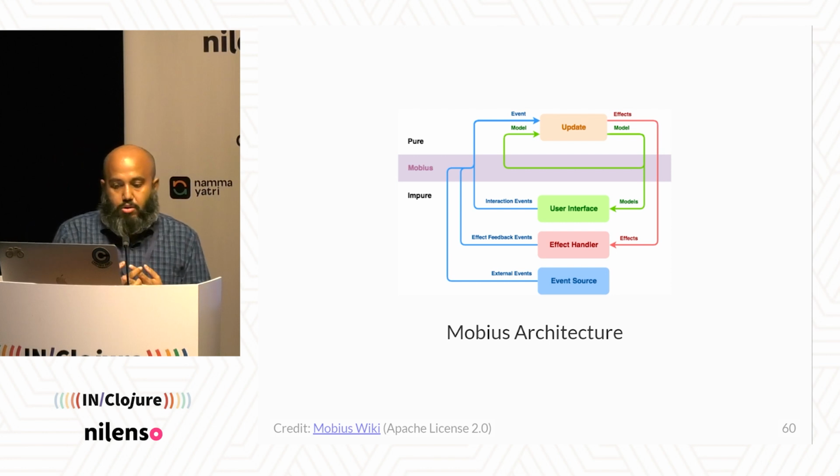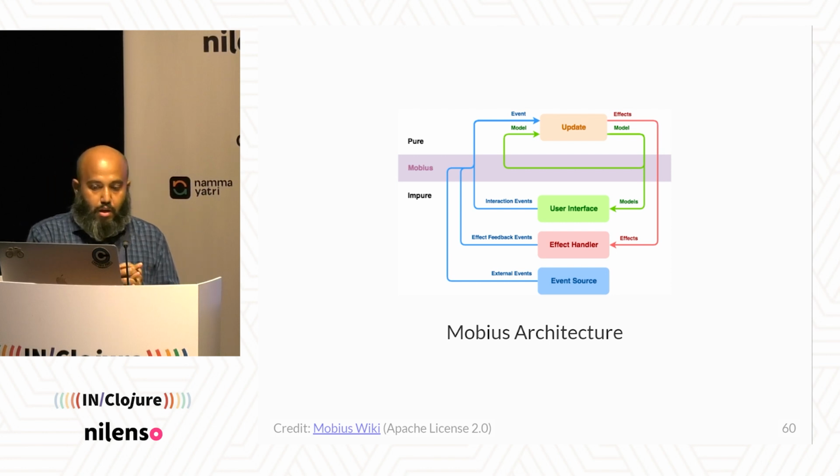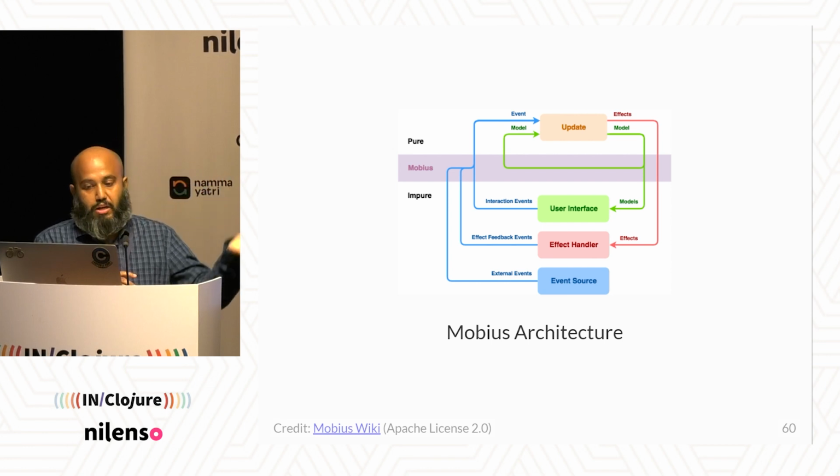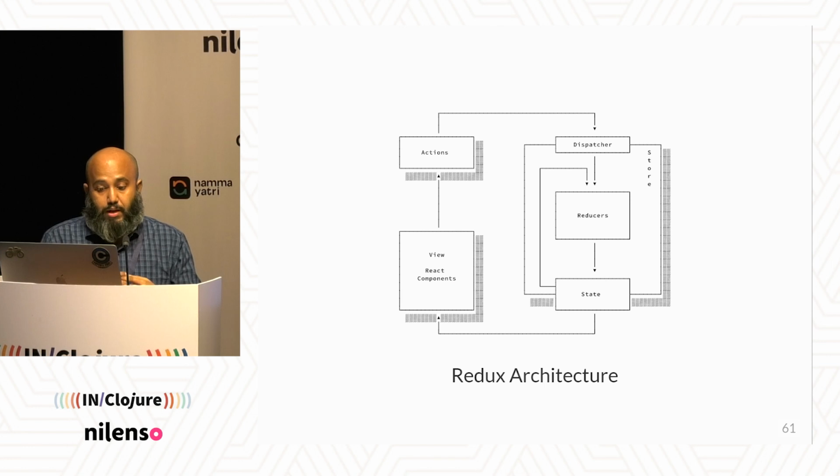This is also quite popular in front ends these days, right? This is the Mobius architecture for creating Android apps using the Mobius framework, right? So you see that here you have a pure layer and an impure layer. Impure layer is like effect handler, event source, user interface and stuff. Pure layer is where all the business logic lives, and these arrows are basically the flow of data between these two sides, right?